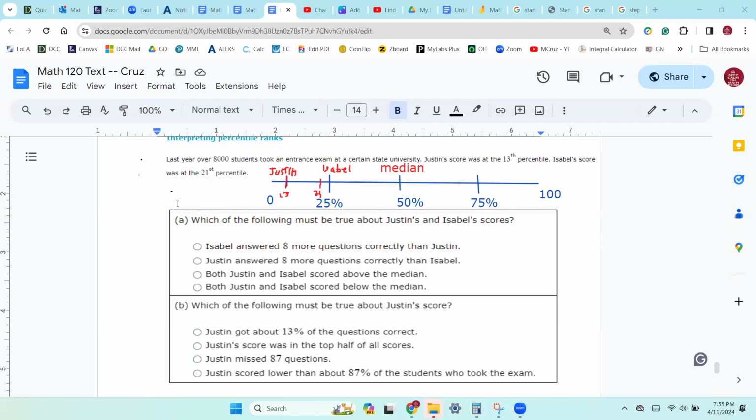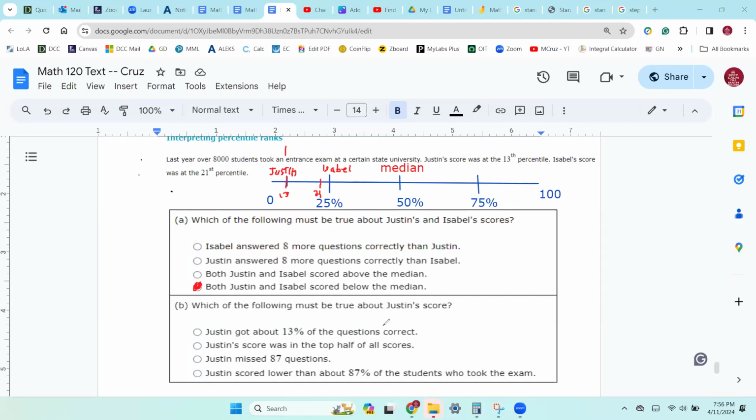Justin and Isabel scored above the median. Now, above the median is over here. So are they above the median? No, but they are below the median. See, they are down here. So that's one thing that we know. Let's see about the other question. Which of the following must be true about Justin's score now? We're just looking at Justin.